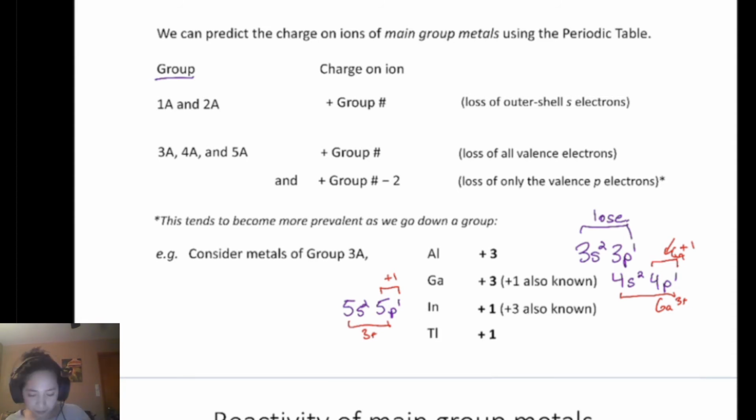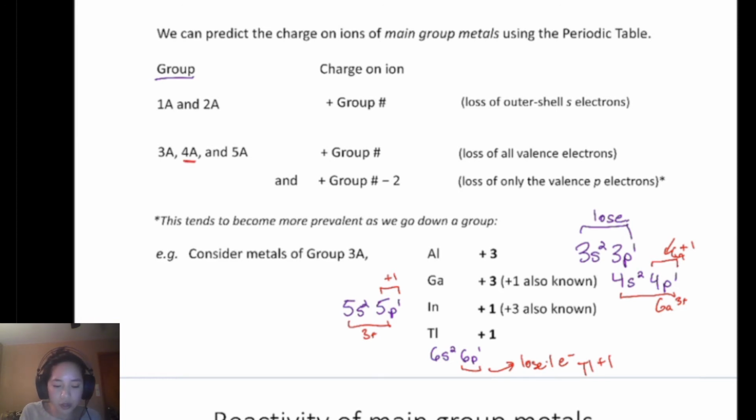under indium is thallium. For thallium, only +1 compounds exist. This can easily be explained: it's 6s2 and 6p1. This is a product of relativity, and what you're seeing is the inert pair effect. So for thallium, you're only going to lose one electron to produce thallium +1. Okay, so that is the charge trend for group 3, where we can have either a +3 or a +1 charge going down the group.